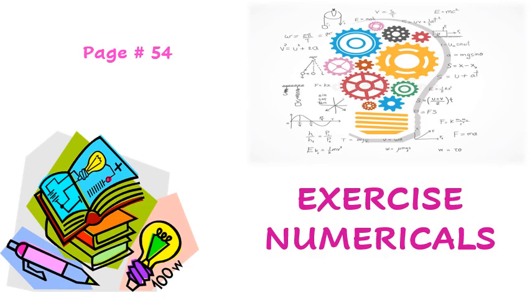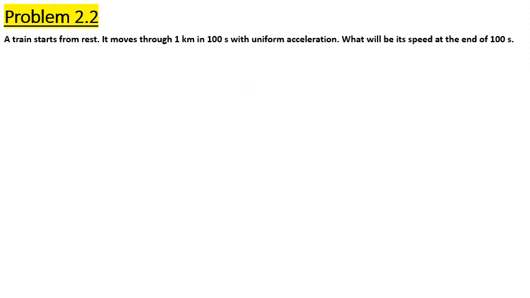Now open page number 54 and you have the exercise for numericals. A train starts from rest. It moves through 1 kilometer in 100 seconds with uniform acceleration. What will be its speed at the end of 100 seconds?